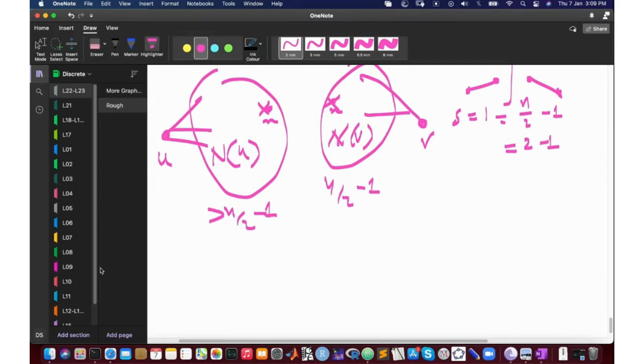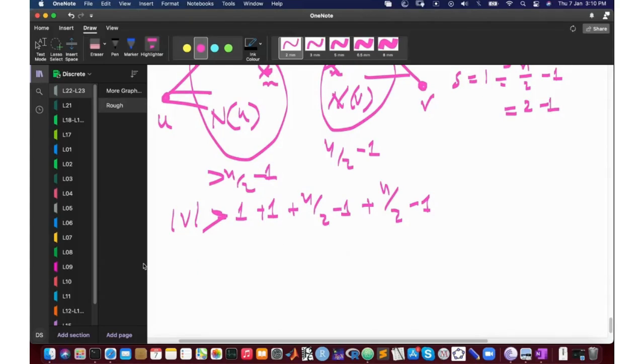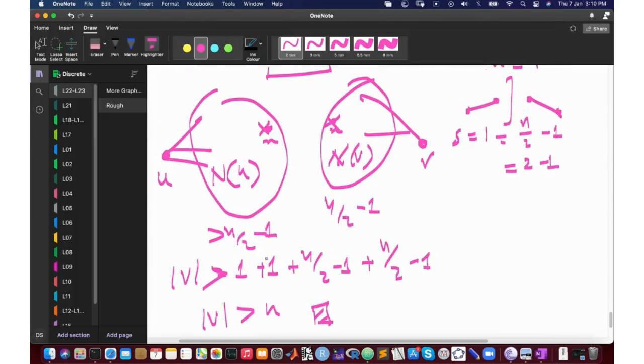Now let's count the set of vertices. If we count the set of vertices, we know that you have u and you have v, and there are more than n over 2 minus 1 vertices in the neighborhood of u, which means that this set is bigger than n over 2 minus 1 here plus n over 2 minus 1 in here, okay? Which means that the set of vertices is more than n, and that's the contradiction. You are done, okay? Because the number of vertices is equal to n, it's not more than n. And that completes the proof.